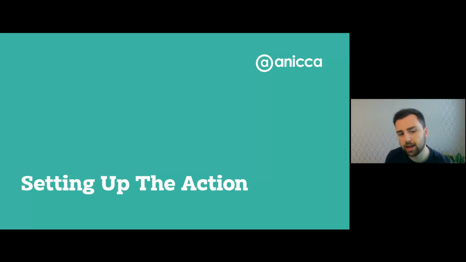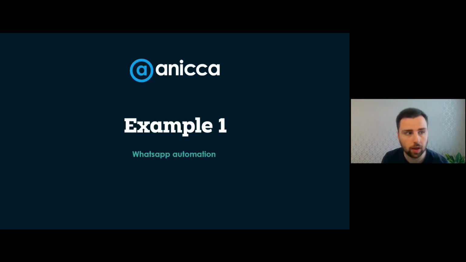And then what we're going to do now is I've got some examples of setting up the action. So the first one is WhatsApp automation. Anyone who's come through our digital marketing course might have experienced some of our WhatsApp automation, where the initial message is through Zapier, and then Rachel, Lucy, whoever it may be, jumps on that WhatsApp and carries on the conversation.